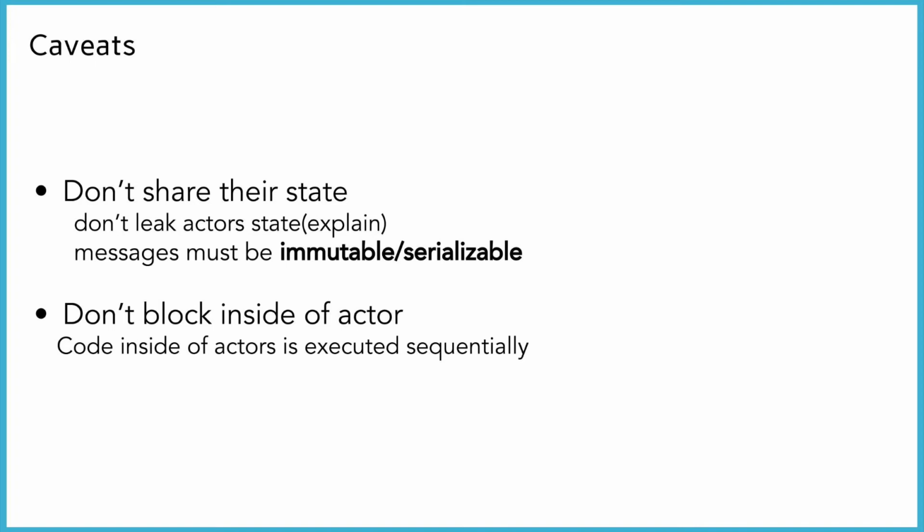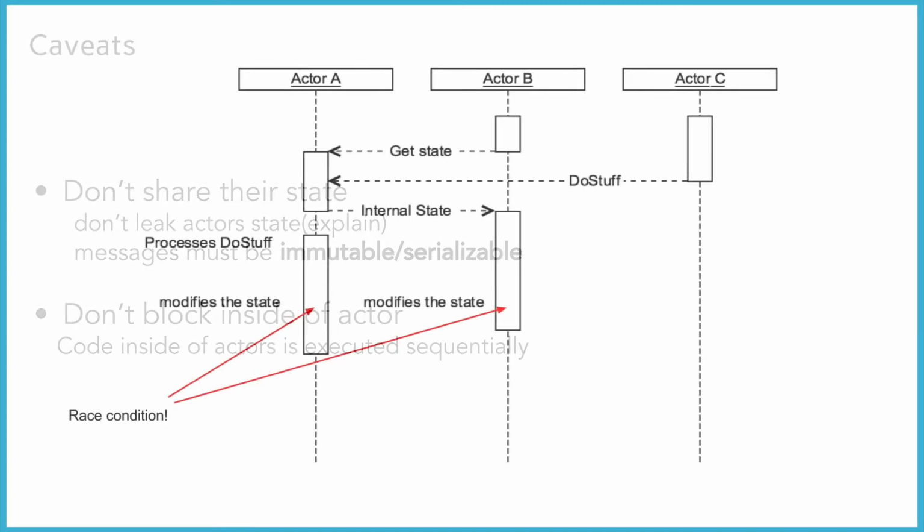The second caveat is that one should not have blocking code inside of an actor, and while this doesn't block the sender of the message, it can mean that lengthy operations degrade the overall performance.